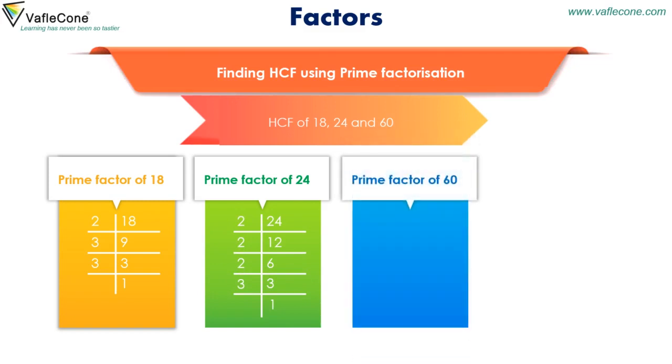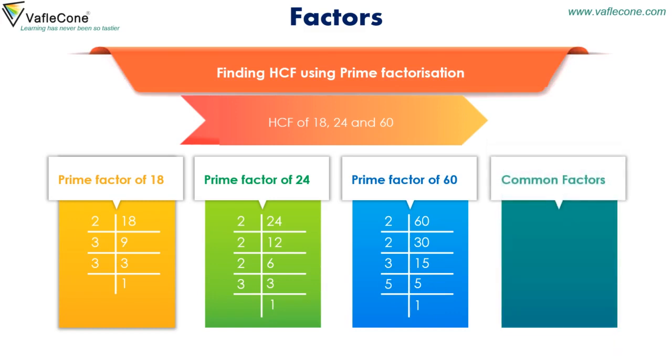Prime factors of 60. 60 divided by 2 is equal to 30. 30 divided by 2 is equal to 15. 15 divided by 3 is equal to 5. And 5 divided by 5 is equal to 1. So common factors are 2 and 3, and HCF is equal to the product of the common prime factors. Hence, 2 into 3 is equal to 6. HCF of 18, 24 and 60.